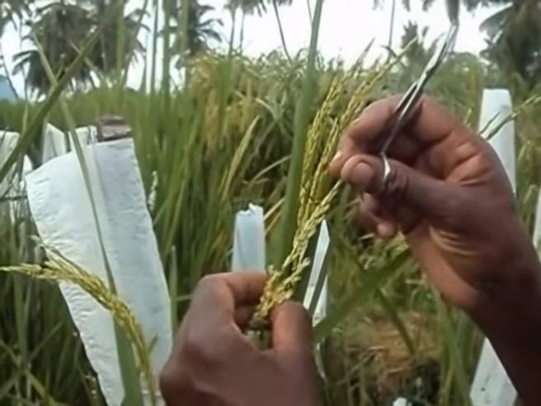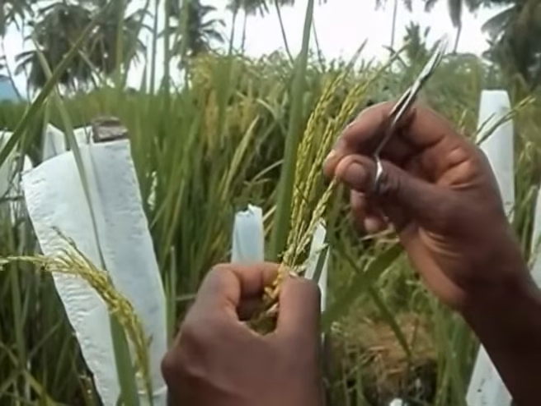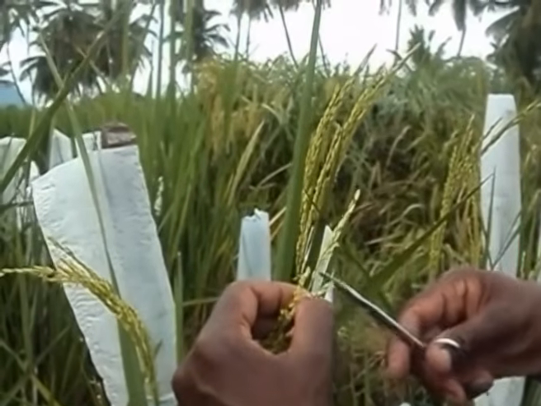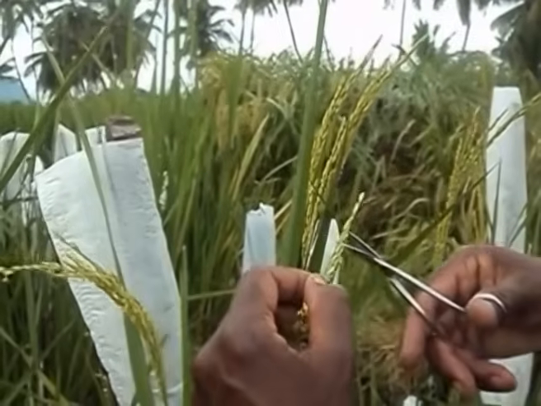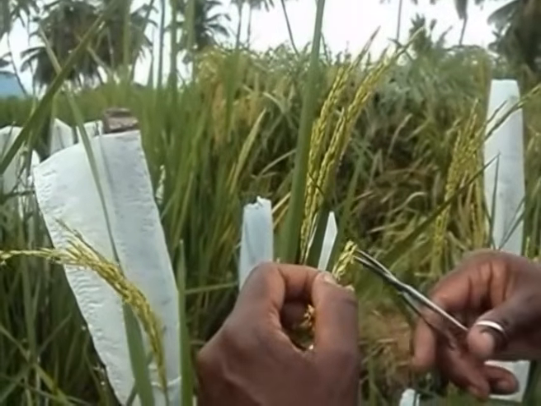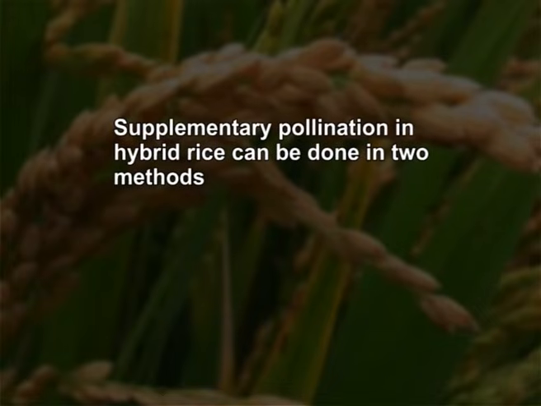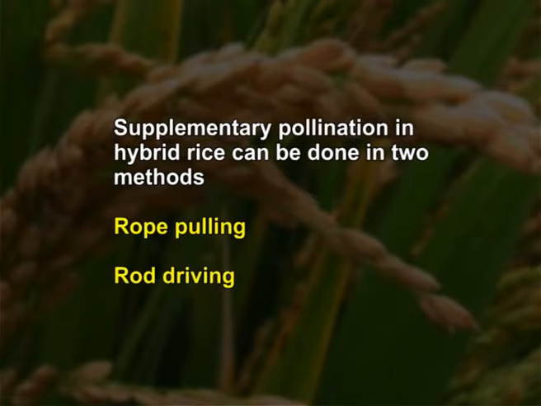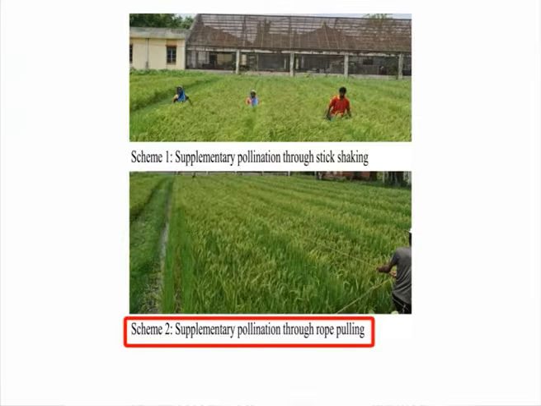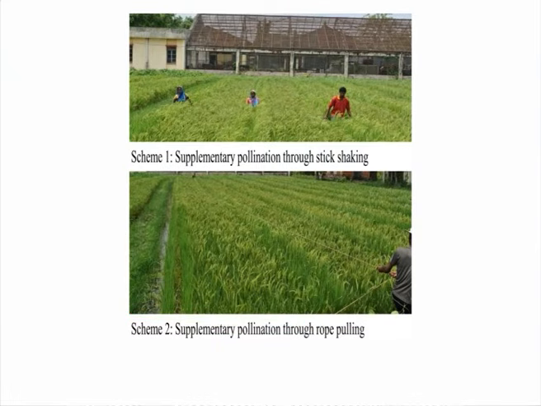This process is repeated 3 to 4 times during the day at an interval of 30 minutes. Supplementary pollination has to be done for 7 to 10 days during the flowering period. Supplementary pollination in hybrid rice can be done in 2 methods, that is rope pulling and rod driving. In the rope pulling method, 2 persons can hold the rope at either end and pull it gently over the surface starting from the border rows and entering the hybrid field.